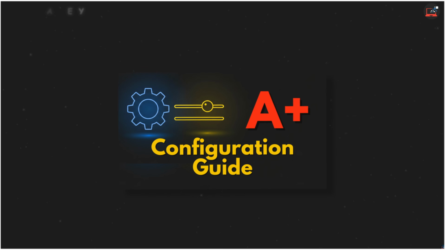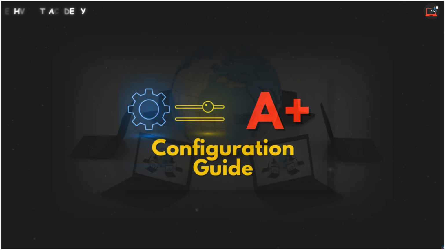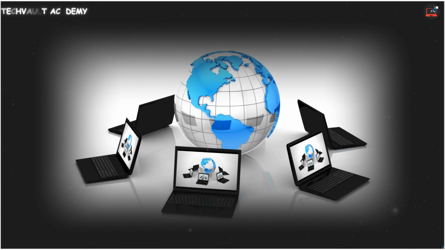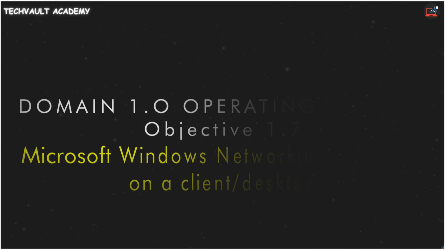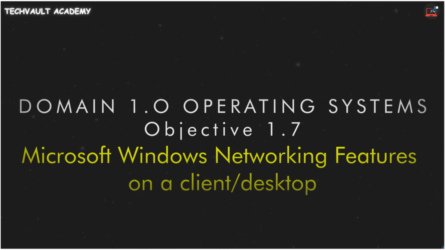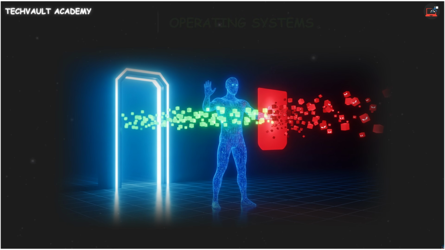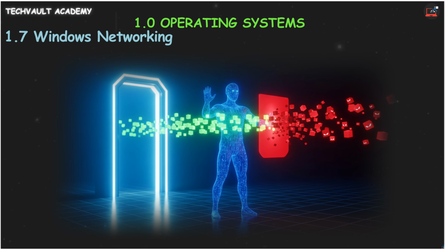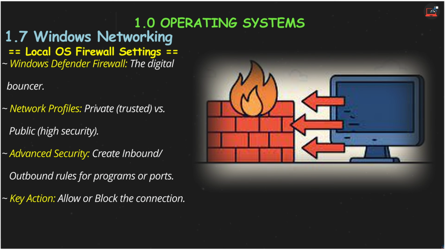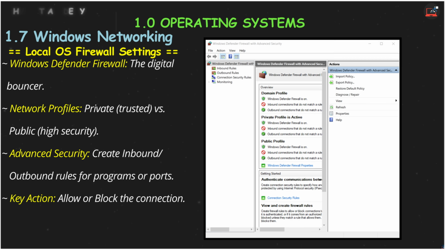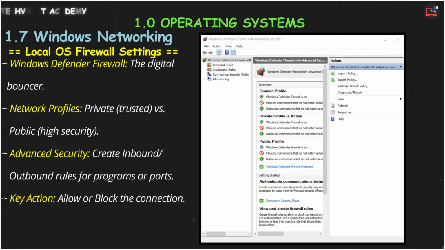With the basics of Windows settings down, let's focus those skills on one of the most important areas, networking. This is your rapid review of Objective 1.7. First, let's talk about the Windows Defender Firewall, your computer's digital bouncer. It uses different security policies based on your network's profile. Private for your trusted home or work network, and public for unsecured locations like a coffee shop, which has the highest level of security by default.